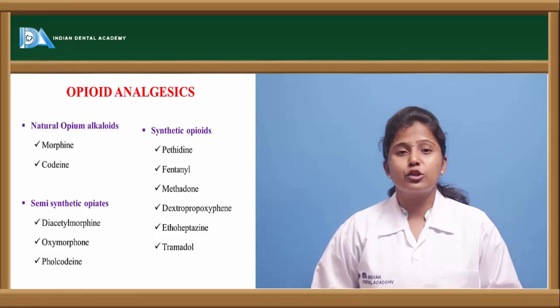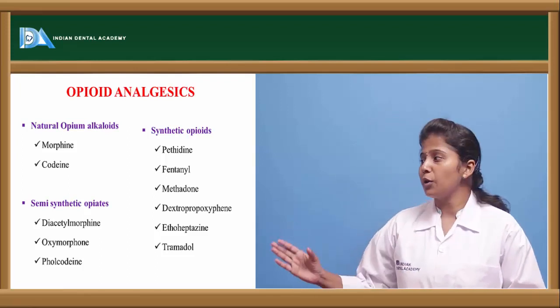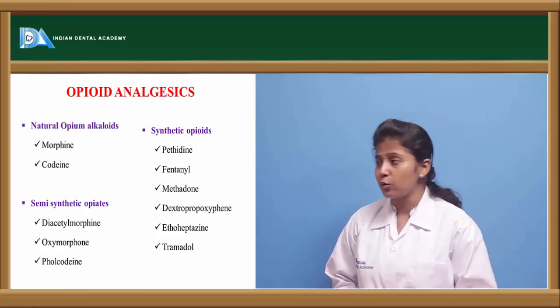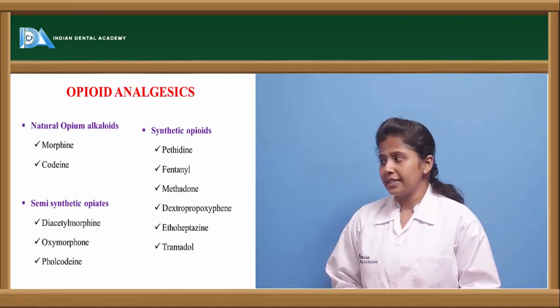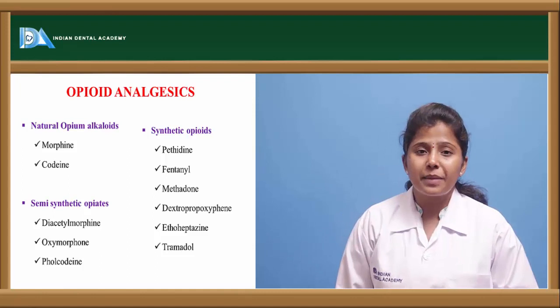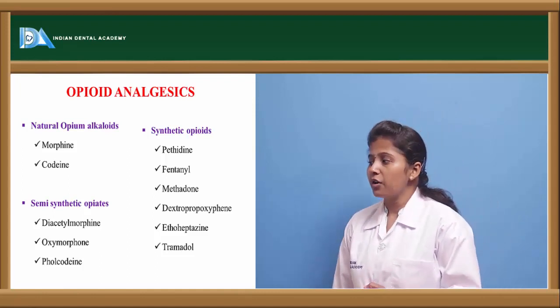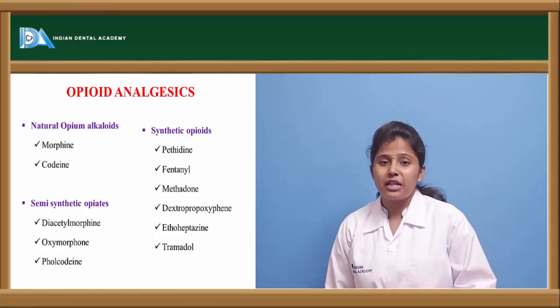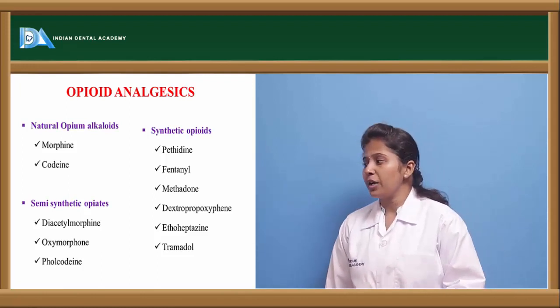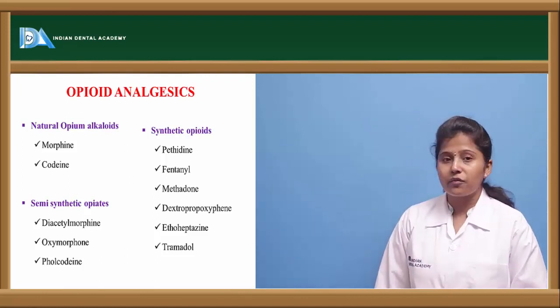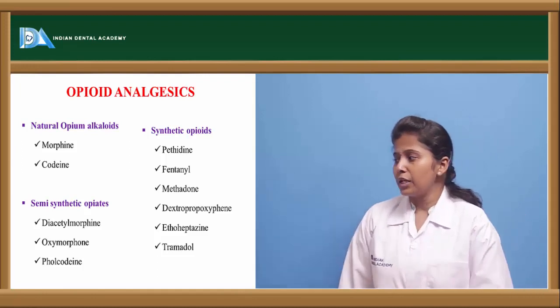Let us see the classification of opioid analgesics. These opioid analgesics are further classified into natural opium alkaloids, semi-synthetic opiates and synthetic opiates. The natural opium alkaloids include morphine and codeine, which occur naturally from plant sources. Semi-synthetic opioids include diacetylmorphine, oxymorphone as well as folcodeine.